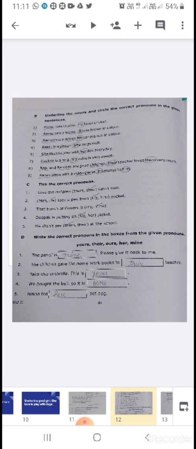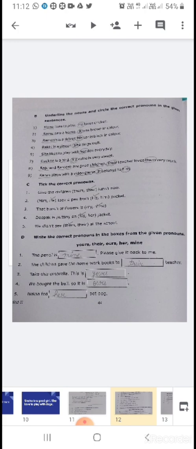Fourth is Rakhi is a singer. She sings well. Here Rakhi and singer both represent the noun. So underline Rakhi and singer. But she is used for Rakhi, so you just have to circle the pronoun she here. Next is fifth. Sita likes to play with her doll every day. So Sita is a noun here. You just have to underline Sita and circle her because it is a pronoun.